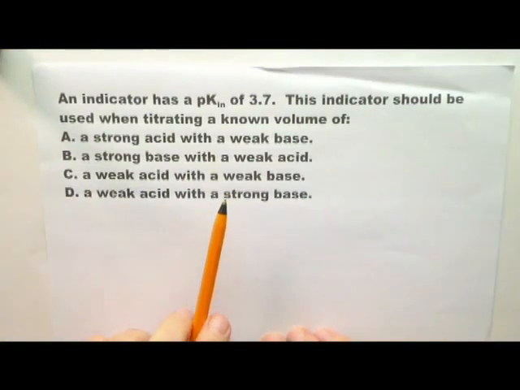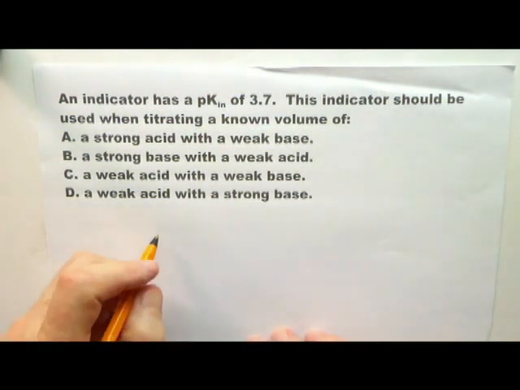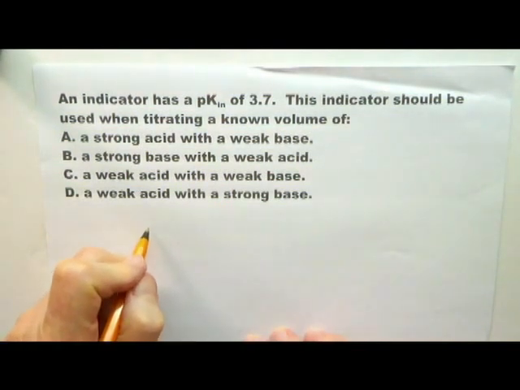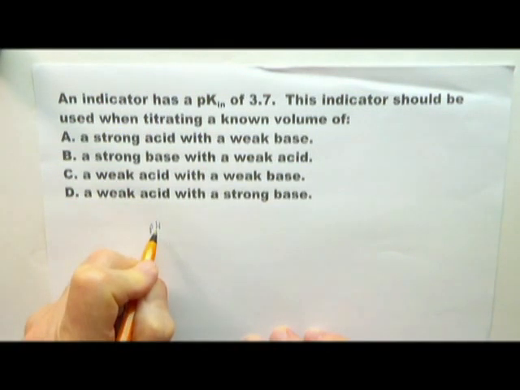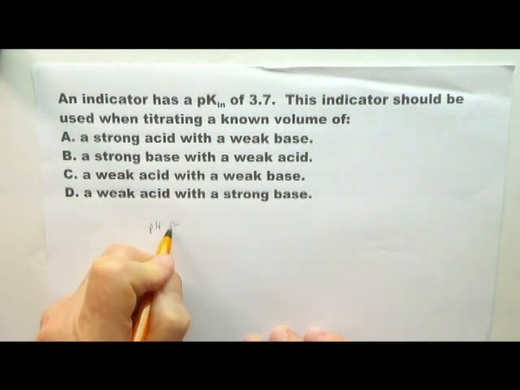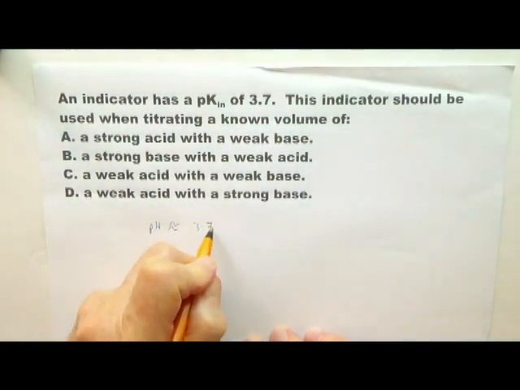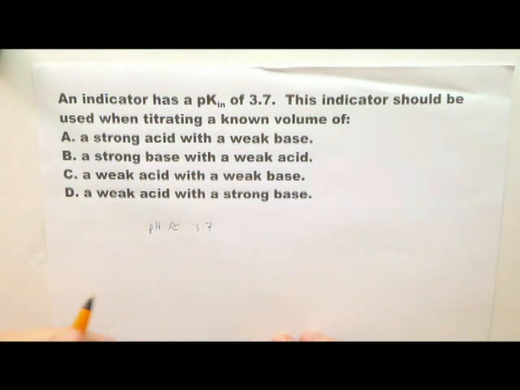When the examiner tells you that an indicator has a pKin of 3.7, he is telling you also that the pH for the colour change is in the same region of 3.7. It may be between 2.5 and 4.5 or thereabouts. This indicator should be used when titrating a known volume of what?